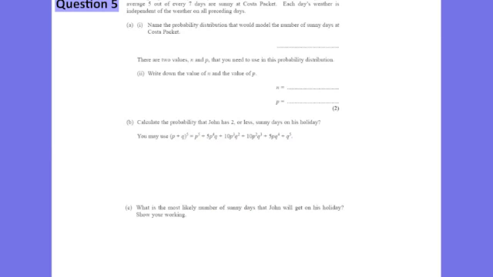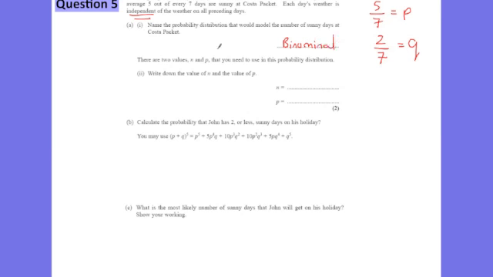Question number 5. John is going on a 4-day holiday to Costa Packet. The travel brochure says that on average, 5 out of 7 days are sunny. That is the probability of a success. So therefore we know the failure, the days it's not sunny, will be 2 out of 7. Each day's weather is independent of the weather on the preceding days. Independent. Key assumption for the binomial distribution.